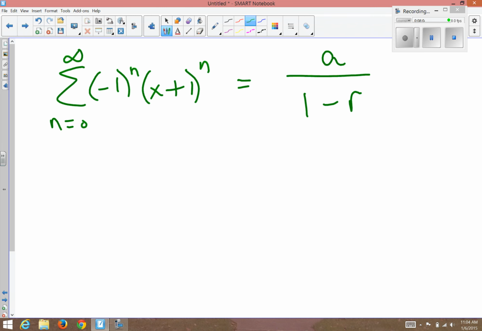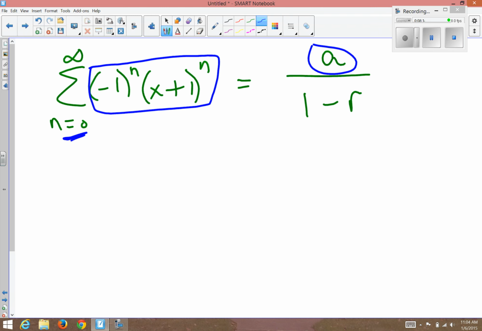A means the first term. A right here means whatever this is when n is 0. And negative 1 to the 0 times x plus 1 to the 0 is 1. Anything to the 0 is 1. 1 times 1 is 1.